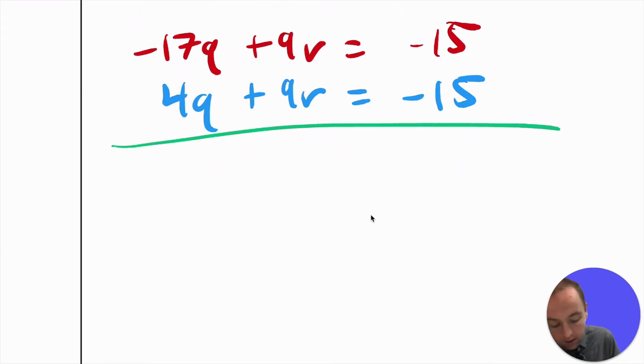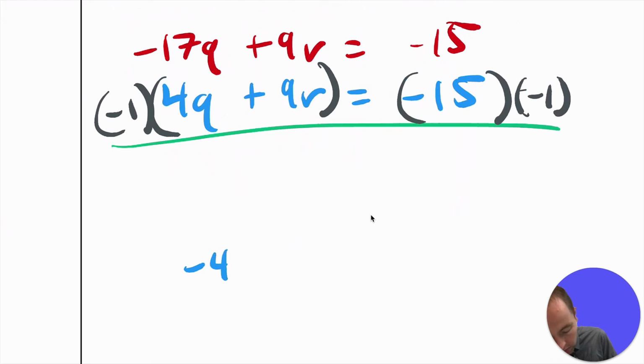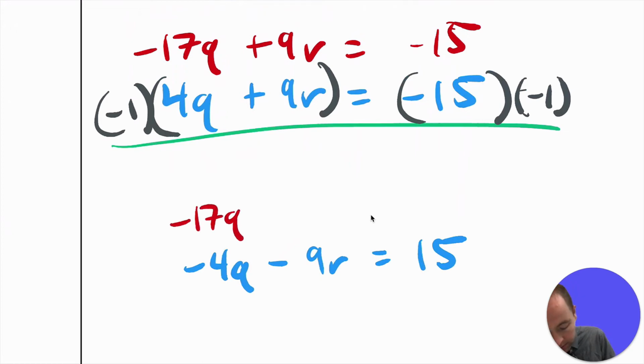It's actually pretty easy to do, because you just need one of the 9r's to become a negative r. So either pick the red equation or the blue equation to create your opposites. I'll just pick the blue one, and I'll multiply both sides by negative 1 in that equation, which will give me negative 4q minus 9r equals positive 15, and then I'll copy the red equation.